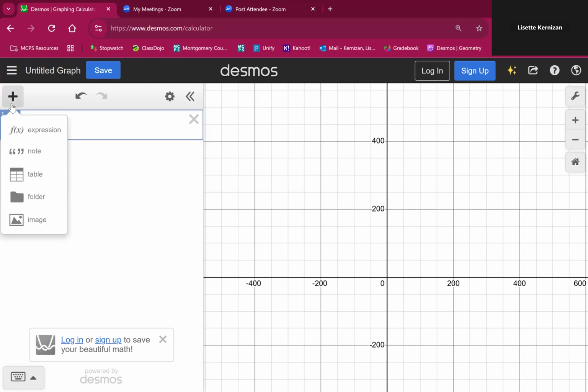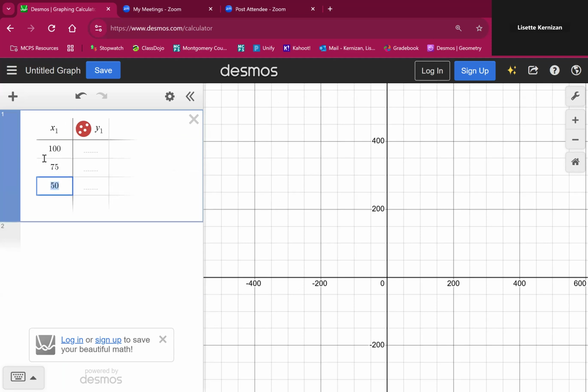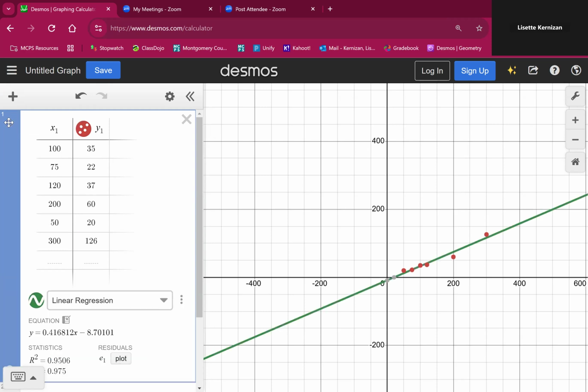So we're going to click on the plus sign. We're going to click on table. We're going to put in our data set. So 100, enter, 75, 120, 200, 50, 300. And then for my Y1, I'm putting in the shots that he made, which is our output: 35, 22, 37, 60, 20, and 126. So make sure that all of your data is put in there correctly. So once you get here and you have everything in, you're going to click on this here.